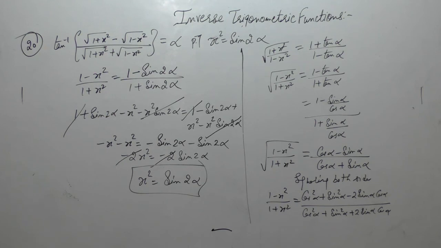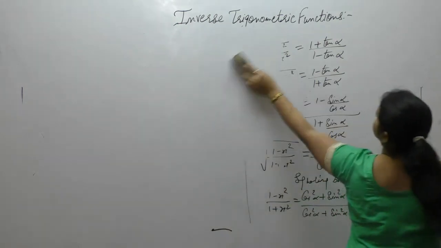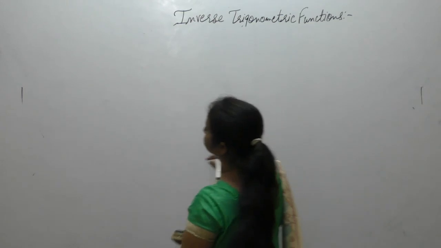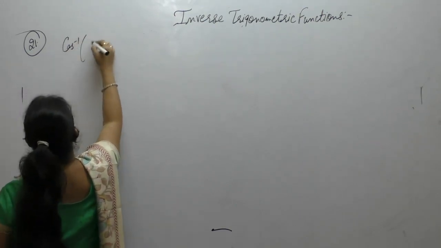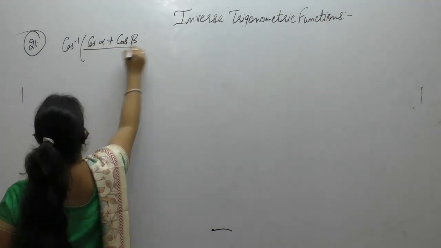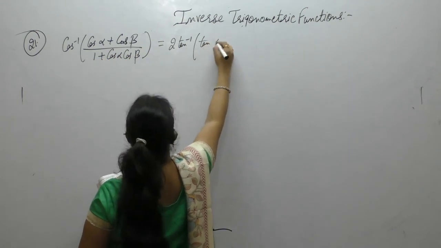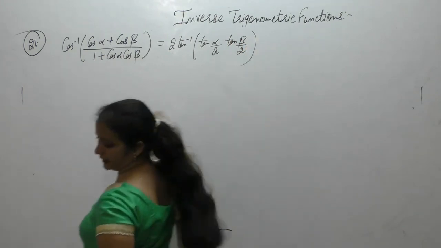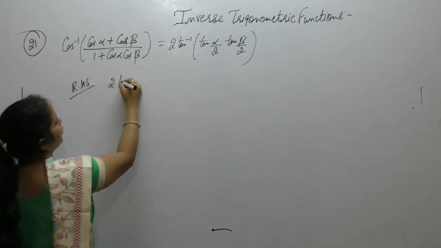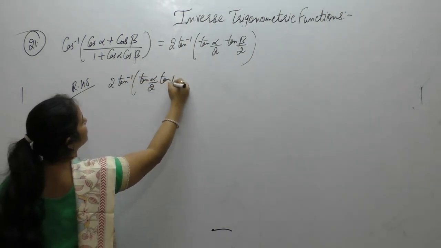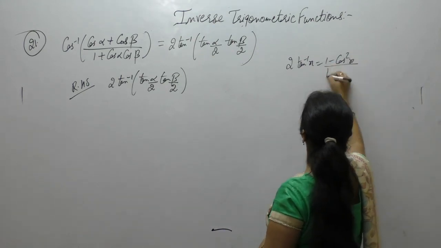Now the next one. By 2 tan beta by 2. We know that 2 tan⁻¹x is equal to cos⁻¹((1 − x²)/(1 + x²)).